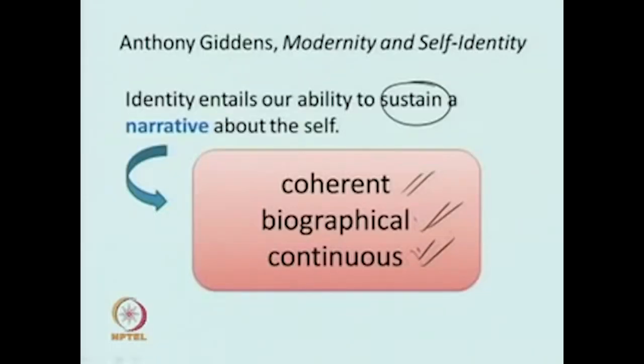So to possess an identity, to have a certain sense of continuity of identity, even if it has been built or constructed, nevertheless has threads of continuity, a certain coherence. These are the terms he uses: coherent, biographical, and continuous. So to have an identity entails our ability to sustain, to keep going, a narrative about the self, and it is a narrative that has to have some meaning, if not an ultimate value for us, and that meaningfulness is arrived at by our sense of that narrative of the self as being coherent, as biographical, coming from ourselves, and as being continuous.